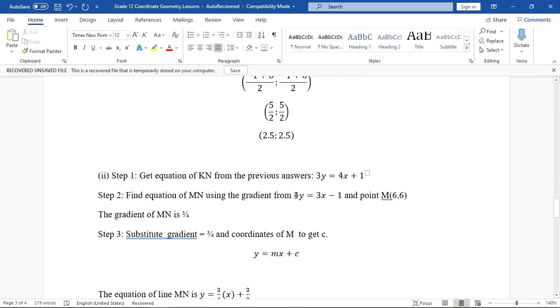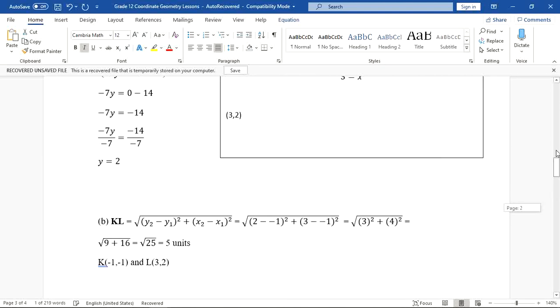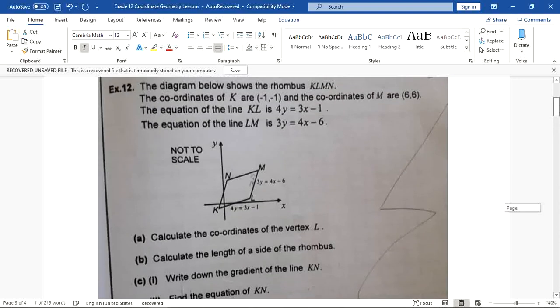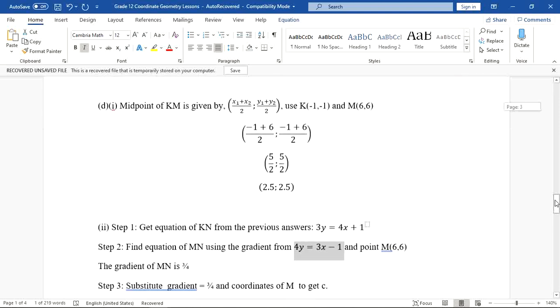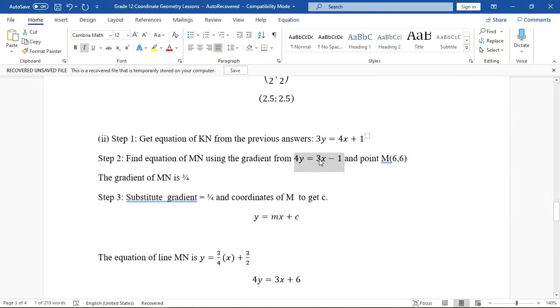Why are we using this equation to get the gradient? Let's go back to the diagram and see what's going on here. We want to find the equation of NM, so we must use this equation to get its gradient, because parallel lines have the same gradients. If you look at the equation of that line, you need to write it in standard form. When you write it in standard form, it's going to be y is equal to 3x over 4 minus 1 over 4. So the gradient will be 3 over 4.